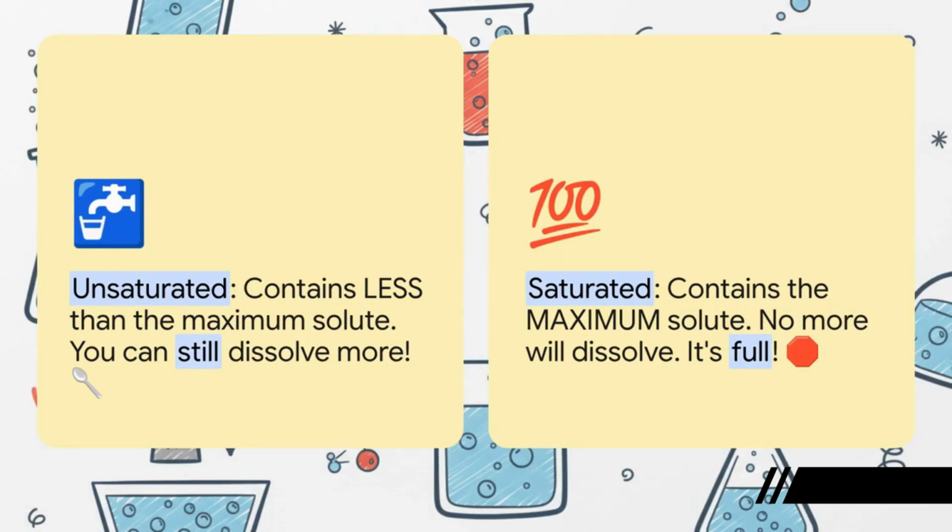An unsaturated solution is like that first spoonful of sugar you put in your coffee. It dissolves easily, and there's clearly room for more. But a saturated solution, that's the 10th spoonful, when the sugar just gives up and sinks to the bottom. The coffee just can't hold any more. It has reached its solubility limit.